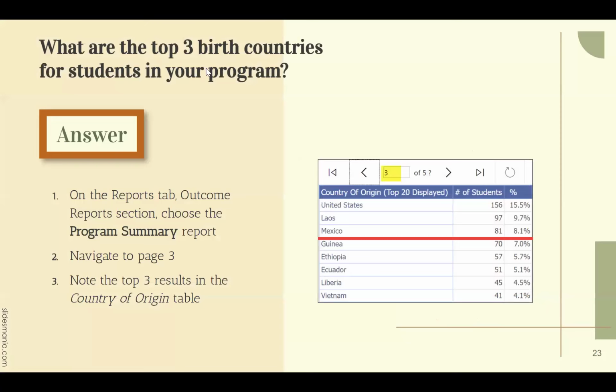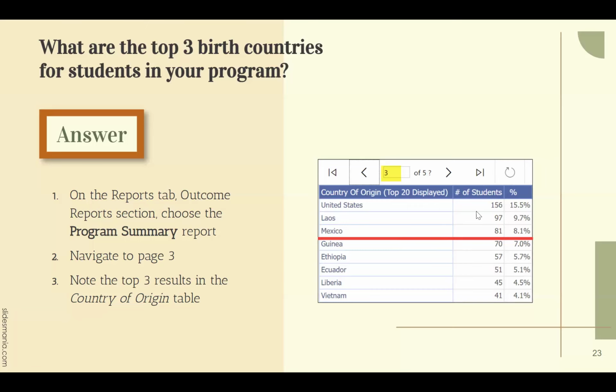Okay. Here's the answer. On the report tab, if you go to the outcome report section, choose the program summary report. You've probably run the program summary report before, but for this particular question, you need to click these little arrows over here, so you get to page 3. Page 3 lists the country of origin, and it shows the top 20. You might have 100 different countries that your students come from, so this report just shows you the top 20.